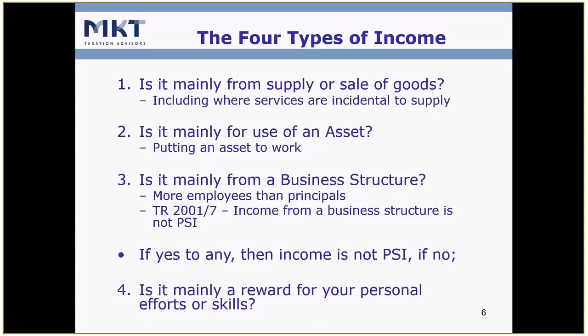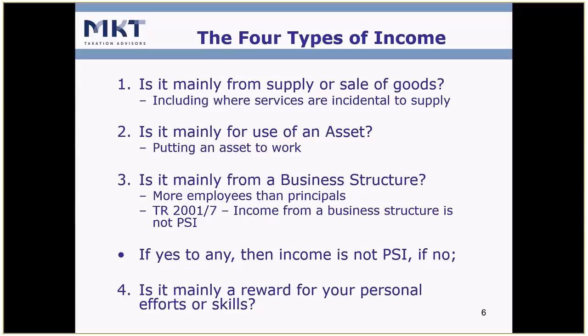So let's dig into those 4 types of income. The first one, is it mainly from the supply or sale of goods? We'll talk about the word mainly a little bit later on, but that is important. It includes services that are incidental to the supply. So it's fairly easy in a lot of the cases to see if someone's selling things, even though they're standing behind the counter and selling them, then the income is mainly from the supply or sale of goods. It's not PSI.